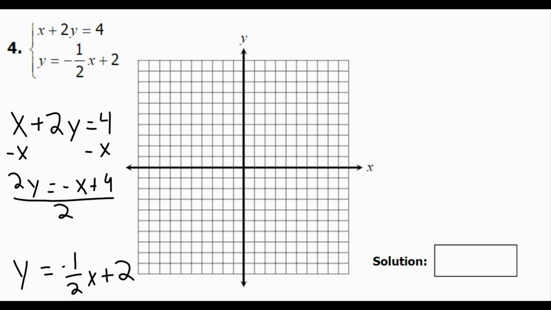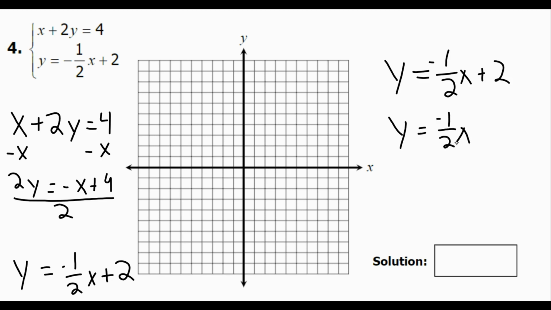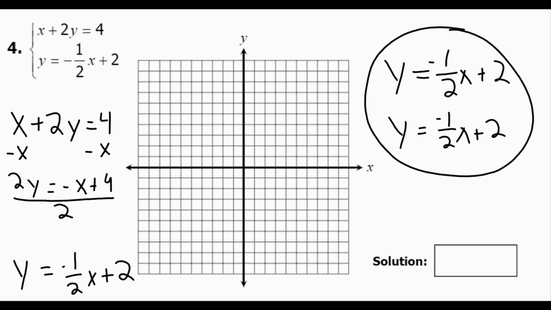Now look at my system. I have -1/2 x plus 2 in my first equation. And then in my second equation, I also have -1/2 x plus 2. These are two of the same exact equations. Therefore, this is going to give me the same line, making my solution infinite. So if we graph this, again, they'll be the same line.